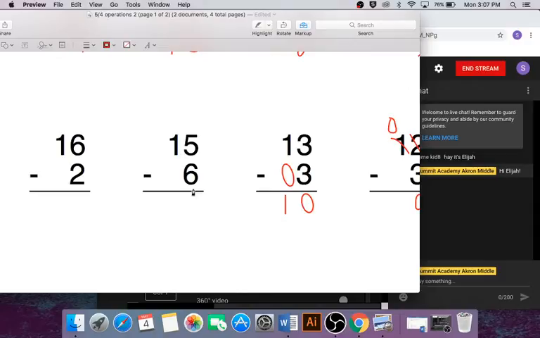Over here we have 15 minus 6. We can't subtract 6 from 5, so we move over. Our 1 becomes a 0, and our 5 will become a 15. Now we're left with 15 minus 6, and 15 minus 6 is 9.